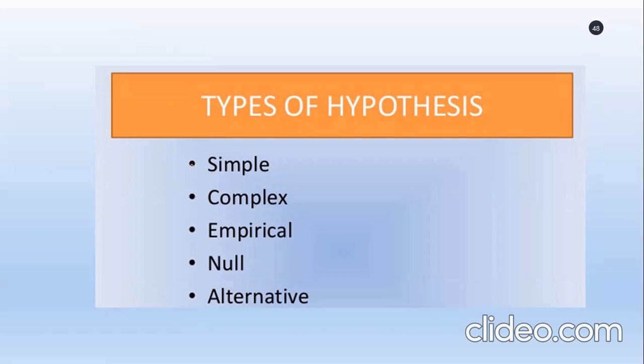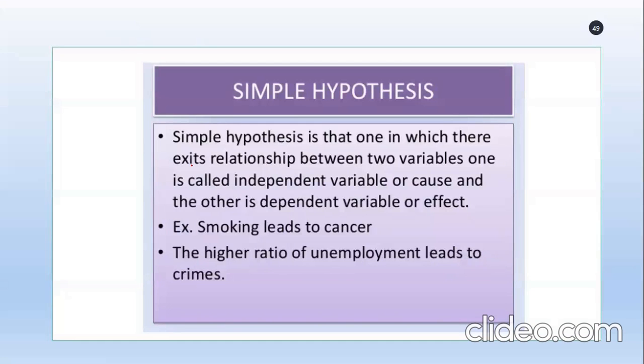So we have understood what a hypothesis is, but let's understand the various types of hypothesis: simple, complex, empirical, null hypothesis, and alternative. Let's start with the simple hypothesis. A simple hypothesis is one where there exists a relationship between two variables, the independent and the dependent. Just now we saw them. Like for example, smoking leads to cancer. So smoking, your independent variable, leads to cancer, your dependent variable. So cancer is the effect seen because of the increase in smoking habits.